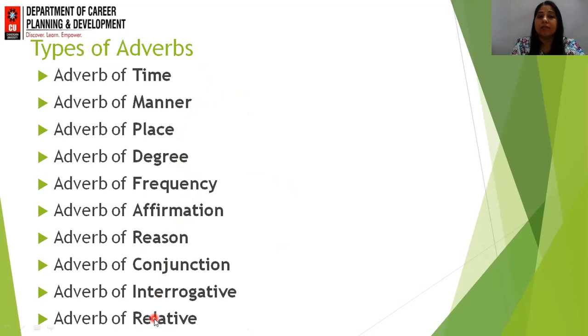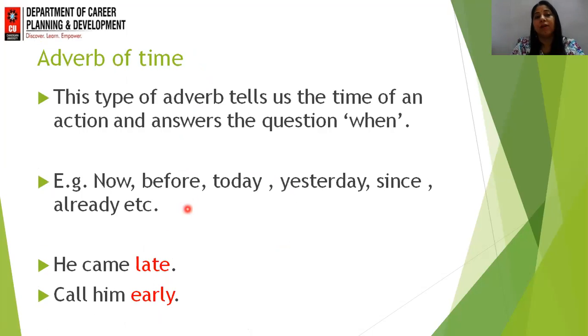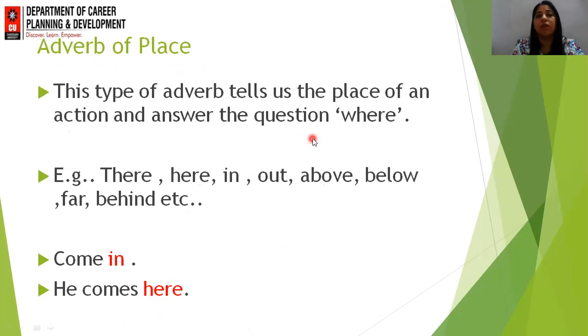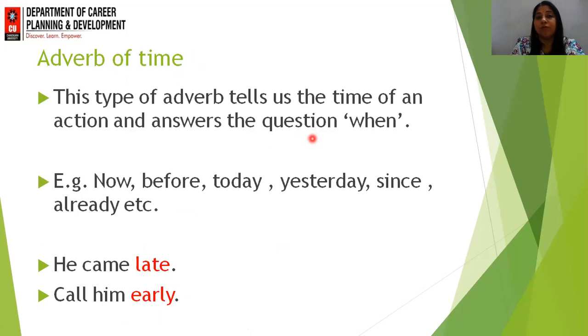So let's understand each type of adverb one by one. So first is the adverb of time. This type of adverb tells us the time of an action and answers the question when. So whenever we are talking about an adverb of time, this means when the particular event happened. So according to time, we will always use when as a question. So when has something happened? Now, before, today, yesterday, since, already. All these words in a sentence show us adverbs of time.